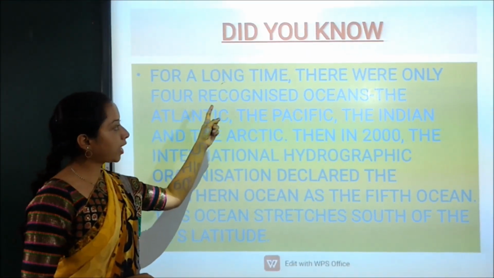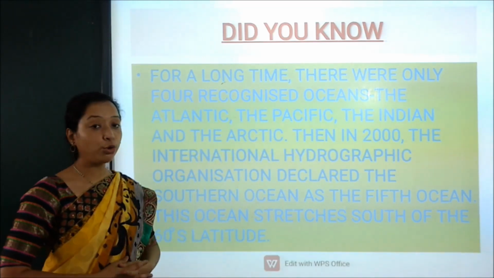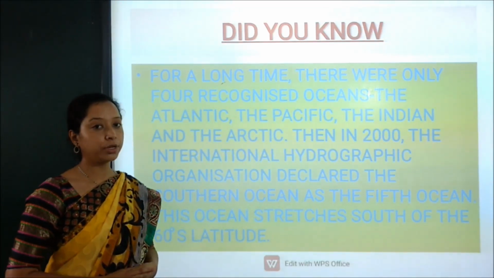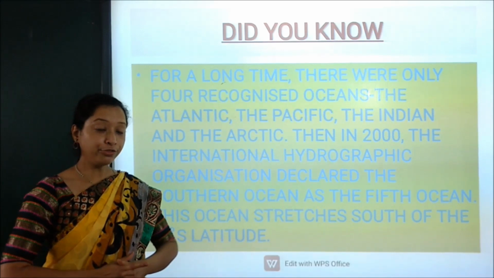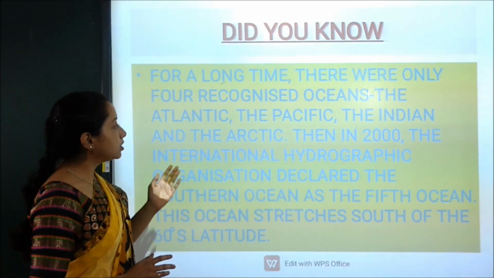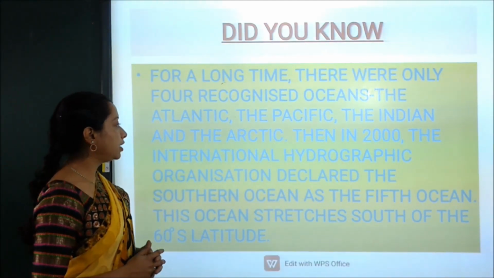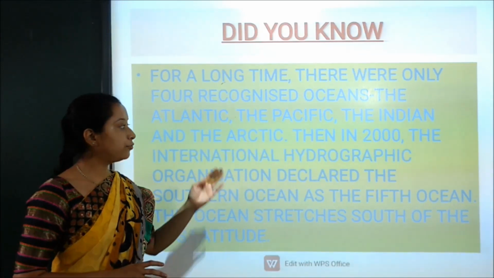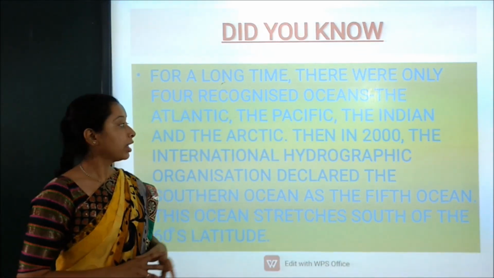For a long time there were only 4 recognized oceans. How many oceans were there? Only 4. The Atlantic, the Pacific, the Indian and the Arctic. So only 4 oceans were there.